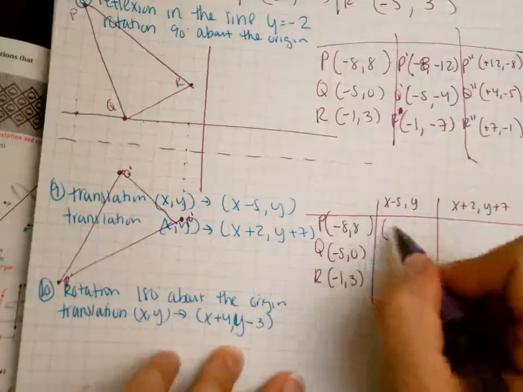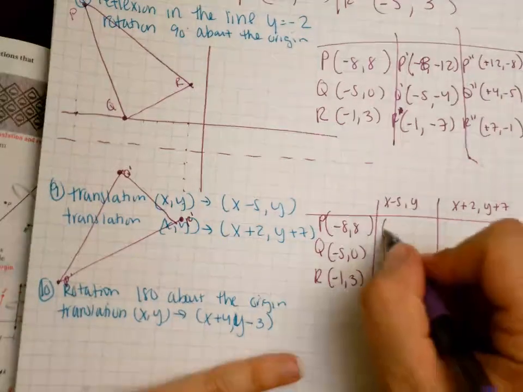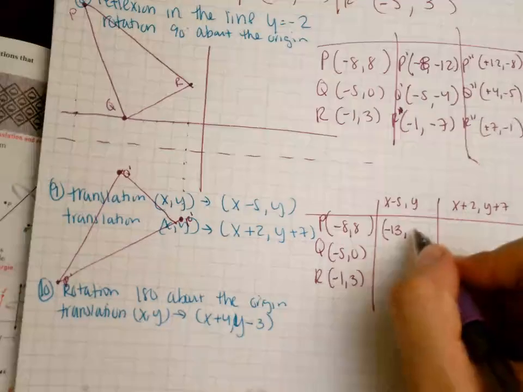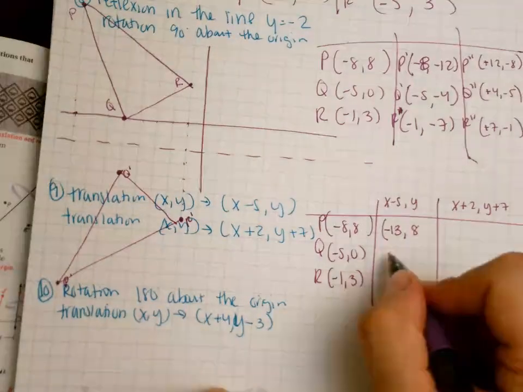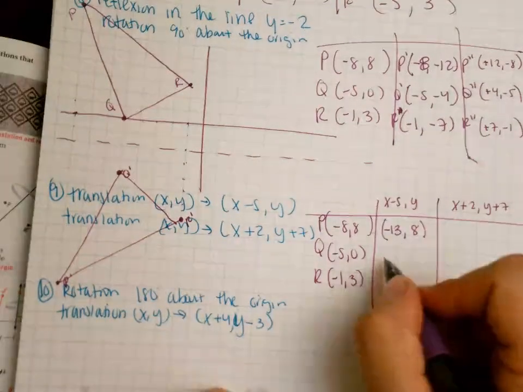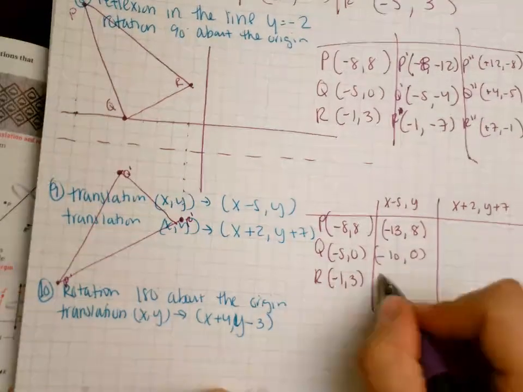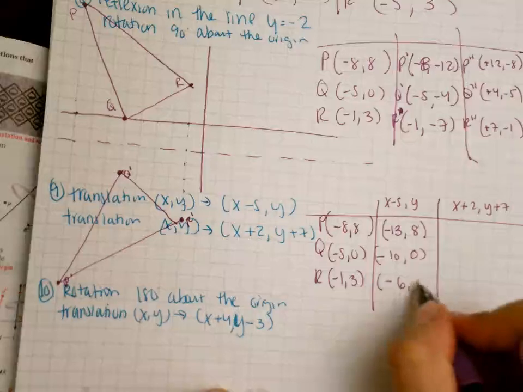Alright, negative 8 minus 5, that's negative 13, 8. Negative 5 minus 5 is negative 10, 0. Negative 1 minus 5 is negative 6, 3.